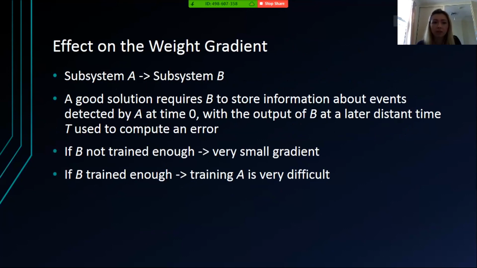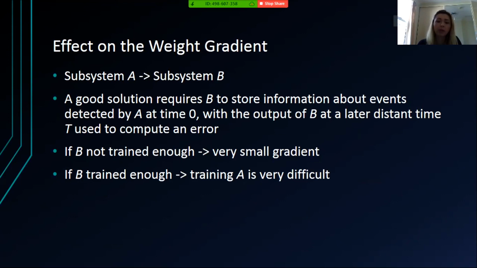So, the effect on the weight gradient. Here is an example that is similar to the minimal task, and it shows how the problem with gradient descent can cause problems with training a system that requires robust latching of information. So we have two subsystems, subsystem A and subsystem B. The output of A is being fed into the input of B.